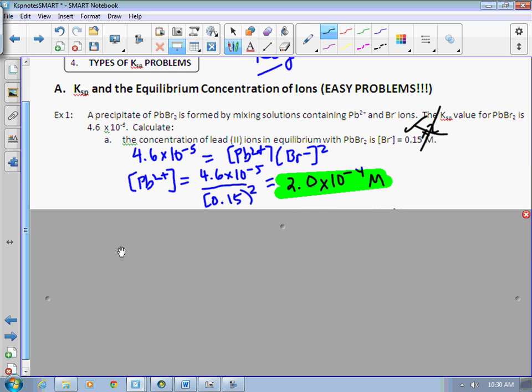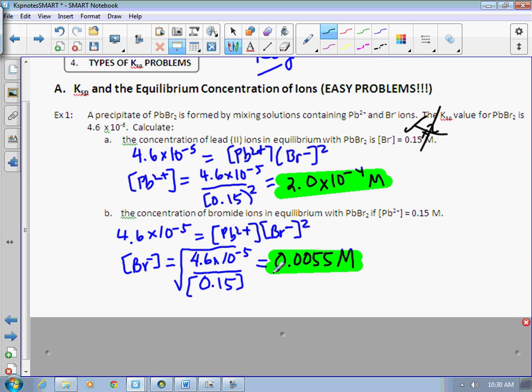All right, so the next example, very similar, except this time it gave me the lead concentration of 0.15, and you had to solve for the bromine. Bromine was x. A little bit of math, and it came out to 0.0055 molar. So that would be the concentration of the bromine. Two related but totally different scenarios. Whatever's given, you can solve for the other one.